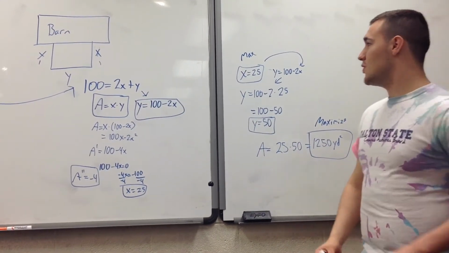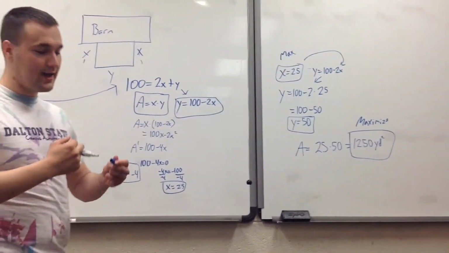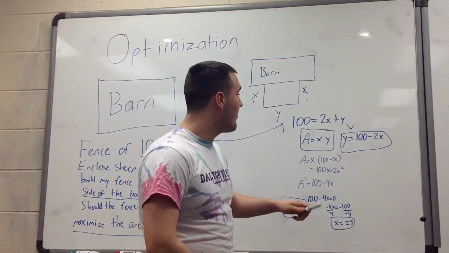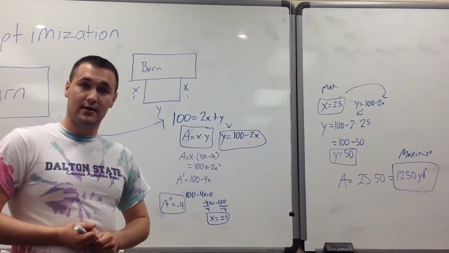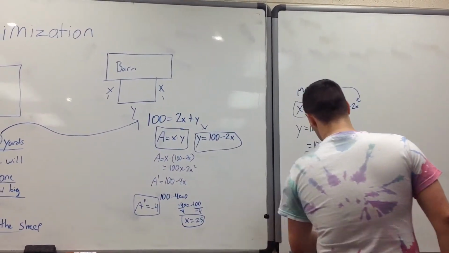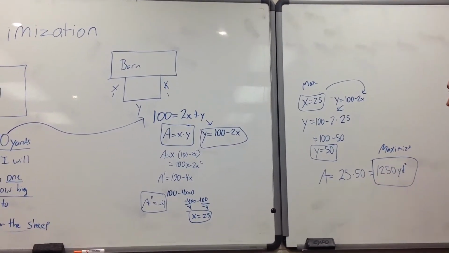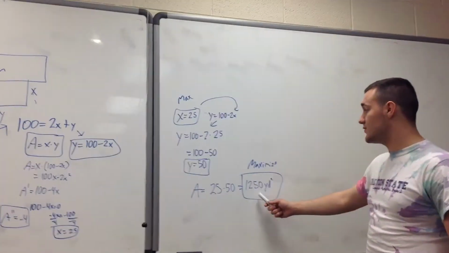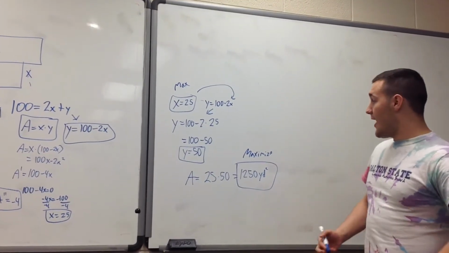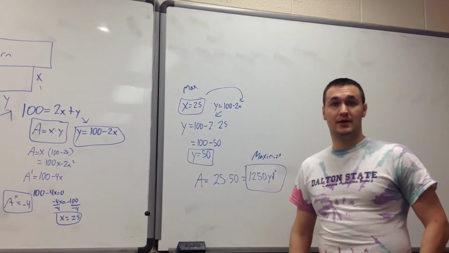Remember our original equation. Area is equal to X times Y. This whole time we've been trying to figure out what is X and what is Y. So we can go back to the original area equation. X is 25 and Y is 50. You multiply those two together to find your area is actually equal to 1,250 yards squared. And that is the maximum area for your sheep to be enclosed in.